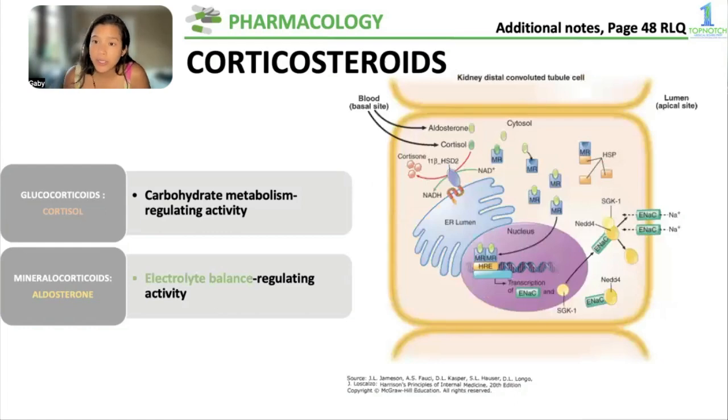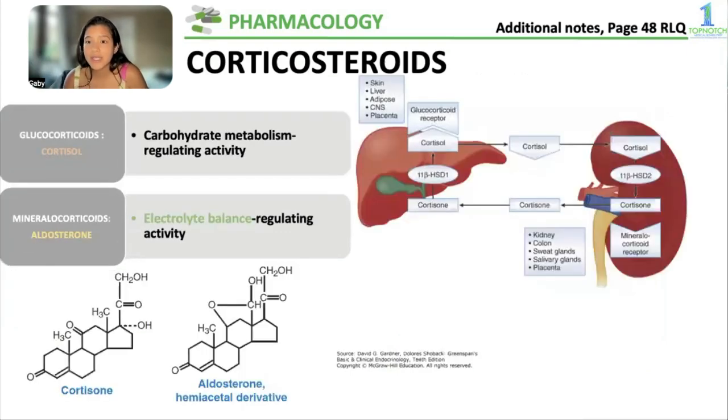Your mineralocorticoids are very similar to glucocorticoids in that the receptor is also cytosolic, so it's found within the cell. Once it's complexed with the aldosterone, it also goes inside the nucleus and will promote the synthesis of things like ion channels, such as your ENaC, or epithelial sodium channel, to allow for sodium reabsorption in the kidneys. Now, one thing to note in the picture here, you can see that both cortisol and aldosterone can bind to your mineralocorticoid receptors. Why is that?